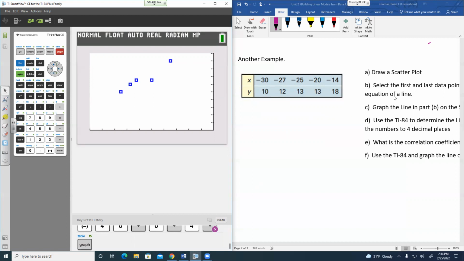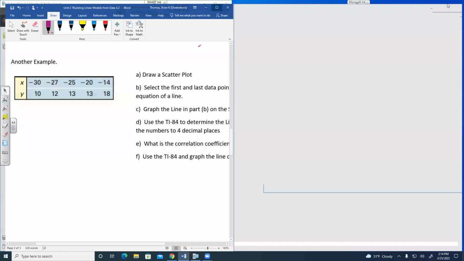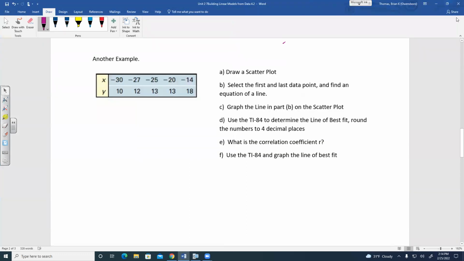So this looks kind of linear. So what we want to do next is we actually want to find the equation of the line. I'm going to bring this back over. So to find the equation of a line in part B, we're going to use again this equation y equals mx plus b. And we're going to use the first data point and the last data point in creating our equation. So again, the first thing to do is find the slope.